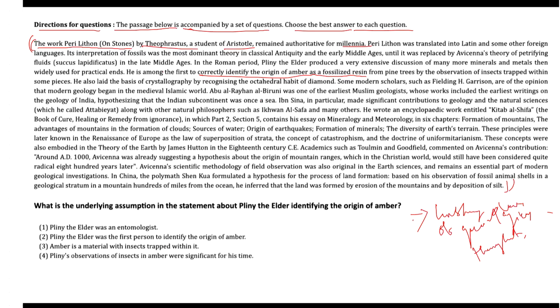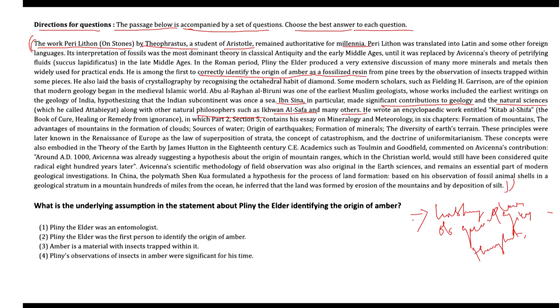The transition from classical ideas to the medieval Islamic world is noted with Abu al-Rayhan al-Biruni and Ibn Sina making early geological contributions. It is also said that Ibn Sina made a significant contribution to geology and the natural sciences, along with other natural philosophers such as Ikhwan al-Safa and many others. Avicenna's theories, including the Succus lapidificatus, gained prominence in the late Middle Ages, influencing later concepts like the law of superposition.